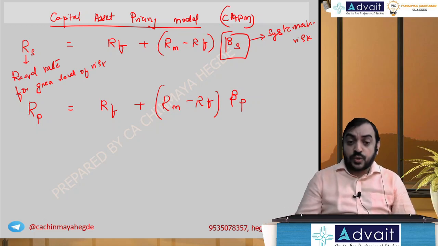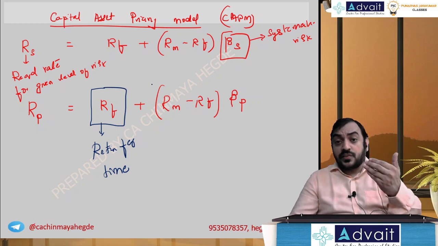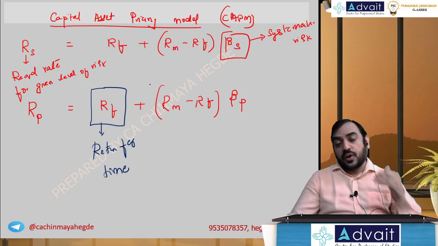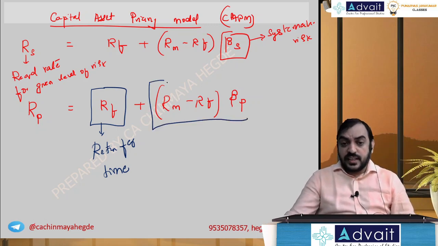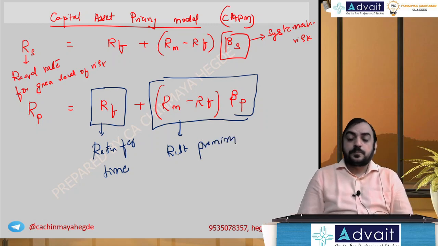That's what I am trying to analyze in this formula as well. This is like the risk-free return. Without any risk, I need to get this return. Or I can say this is like return for the time factor. But when I invest in shares, I take more risk, so I should get more return. So this portion is, I will say, the risk premium. That is the return for risk.